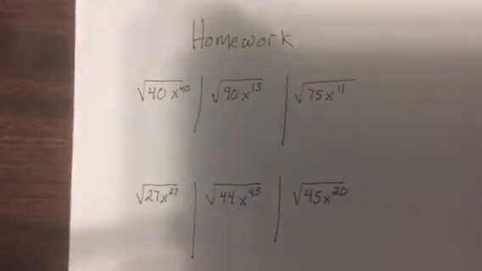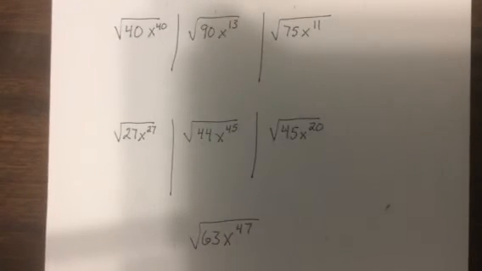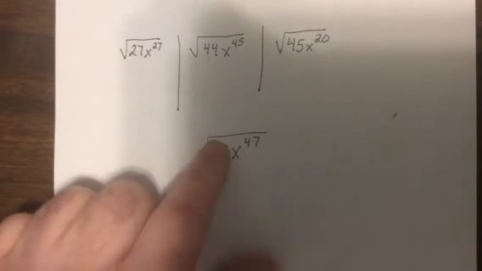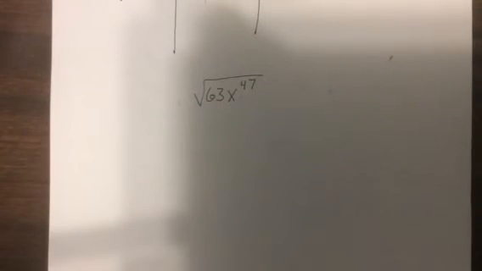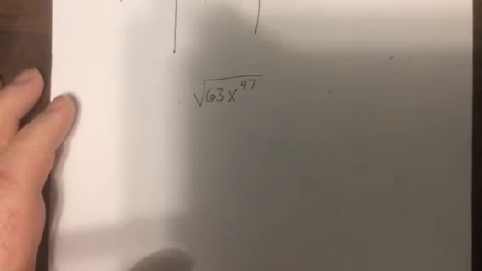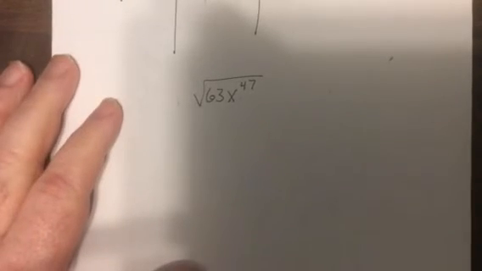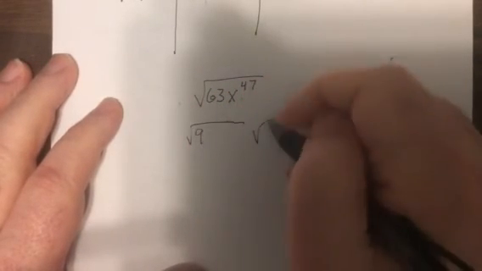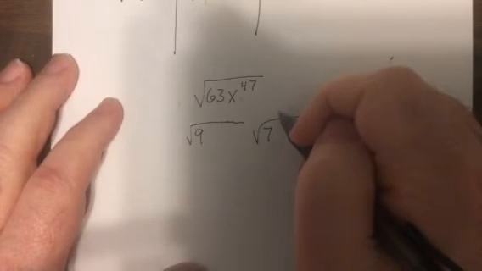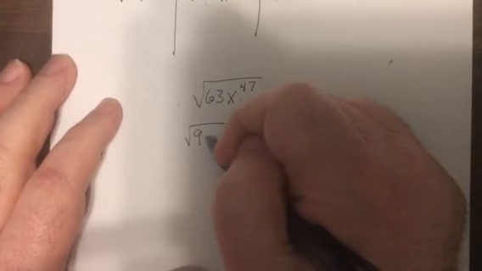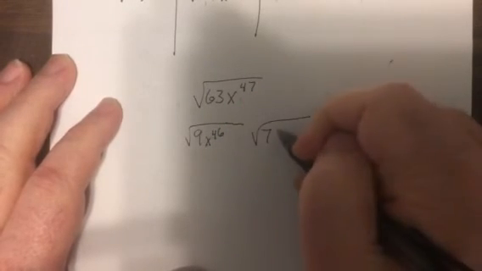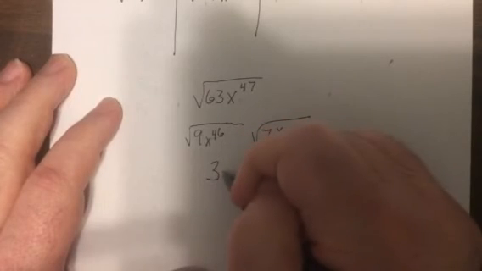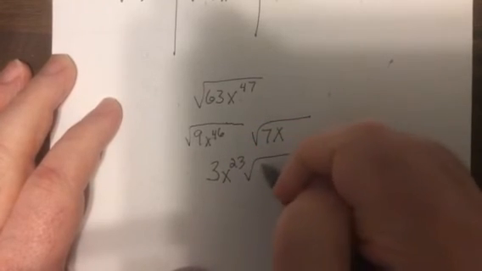Here. Try a really hard one by yourself. This last one. Just do this one for me, please. Now, what perfect square goes into 63? Well, how about 4? Does 4 go into 63? No. 3 times 3 is 9. Does 9 go into 63? Yes. So I'm going to break it up 9 and 7. And then x to the 47, that's odd, so I'll just break off 1 of the x's. So that would be 3x to the 23 square root of 7x.